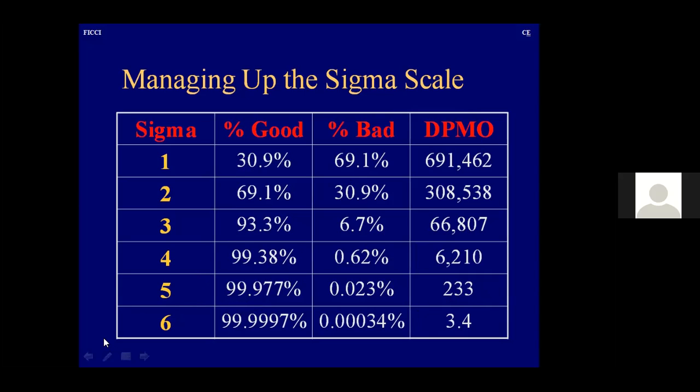But we cannot talk of excellence unless we reach 6 sigma. And 6 sigma means 99.9997. So that means out of 10 lakh, hardly 3 items are getting rejected. So we say it's a world class performance when we reach 6 sigma.